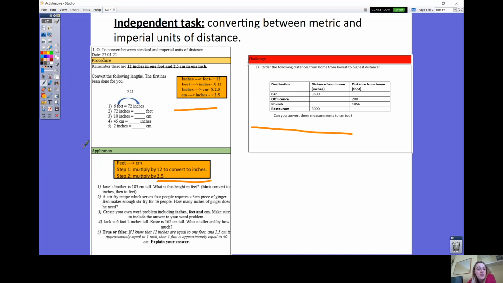Good luck. I modelled out how to do the first one for you here, converting feet to inches. And I cannot wait to see your work uploaded. So good luck, Year 6.